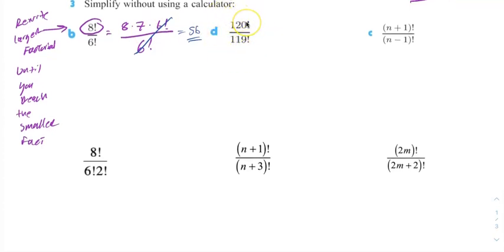So you can see right here with the 120 factorial over 119 factorial, that looks scary, but we just go, wait, this is a bigger one. Let's break it down. So 120 times 119, and I'll stop there, because the bottom one's 119 factorial. These cancel, I just get 120.